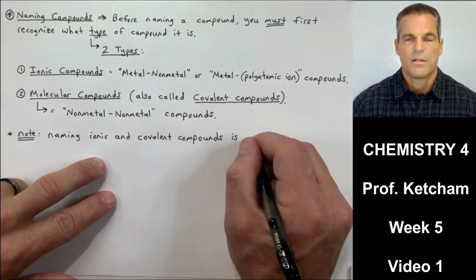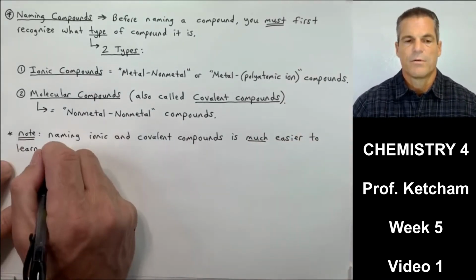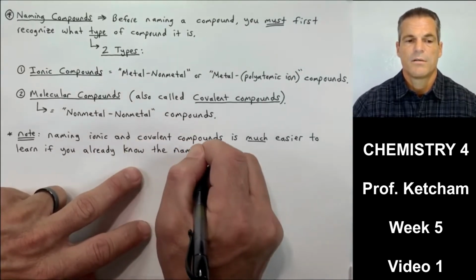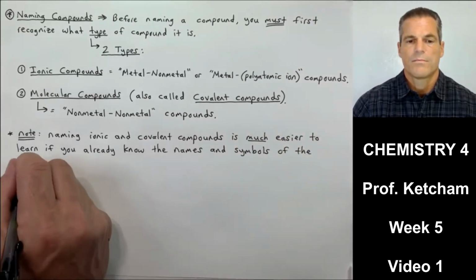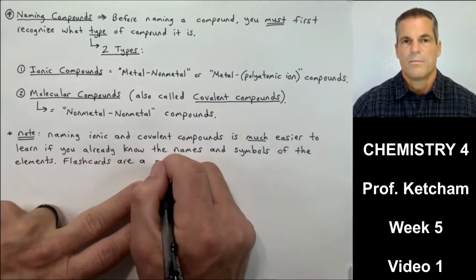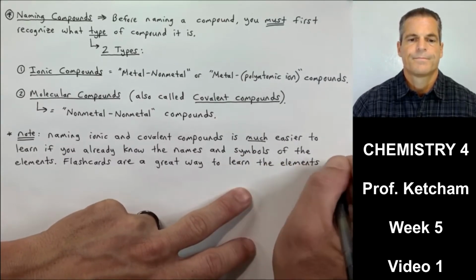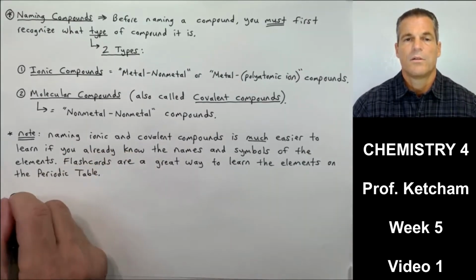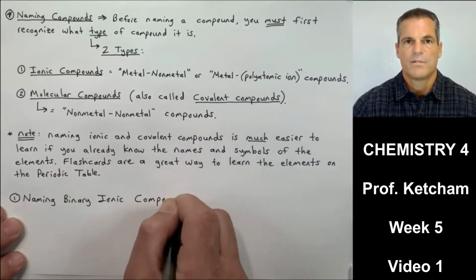So just a note here on naming compounds and how this topic can be much easier for you. Naming ionic and covalent compounds is much easier to learn if you already know the names and the symbols of the elements in the periodic table. Flashcards are a great way to learn the elements on the periodic table. So it's a lot easier if you already know the names and symbols of the elements.